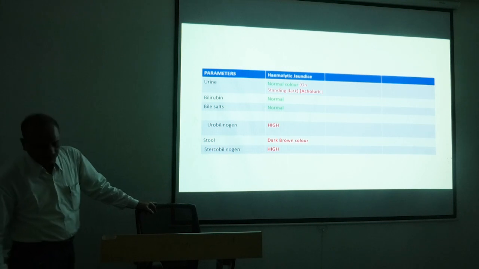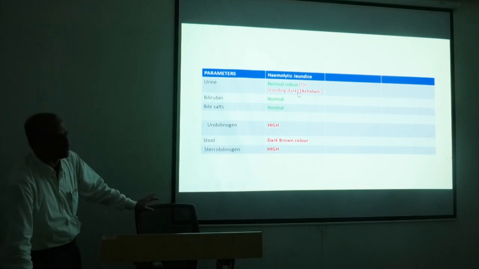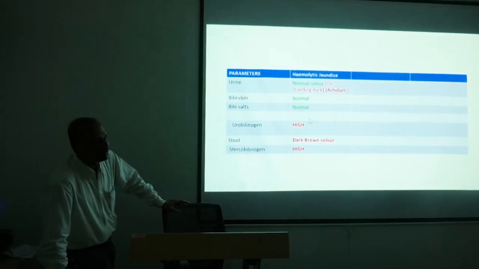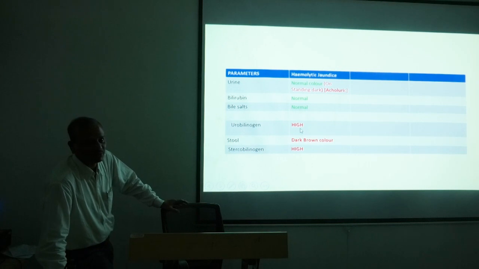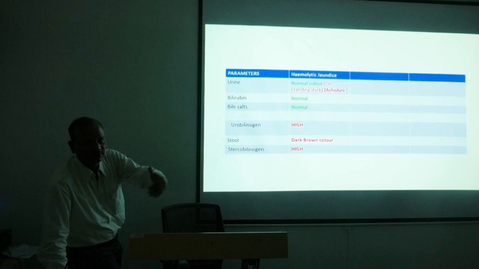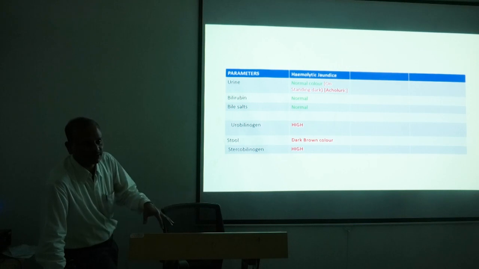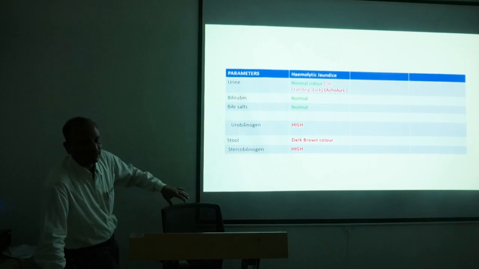Urine will be normal in color, but on standing it will be dark. That is the reason why it is called acholuric jaundice. Urobilinogen will be very high. A high amount of urobilinogen has been formed, because excess bilirubin has been delivered to the bile duct. So increased bilirubin will be there, and urobilinogen is normally excreted, so that amount will be higher.